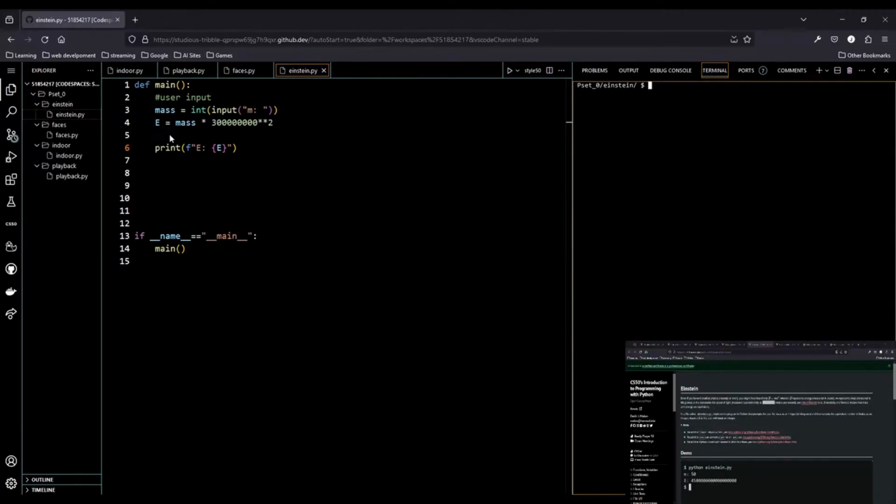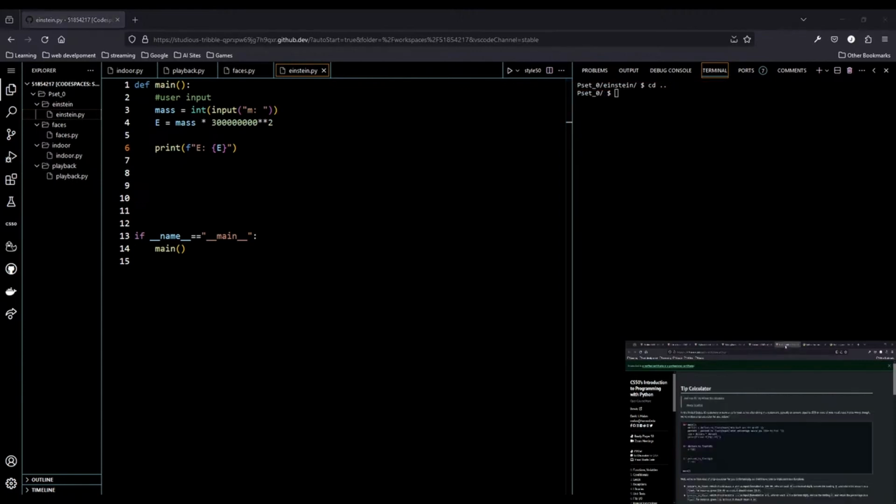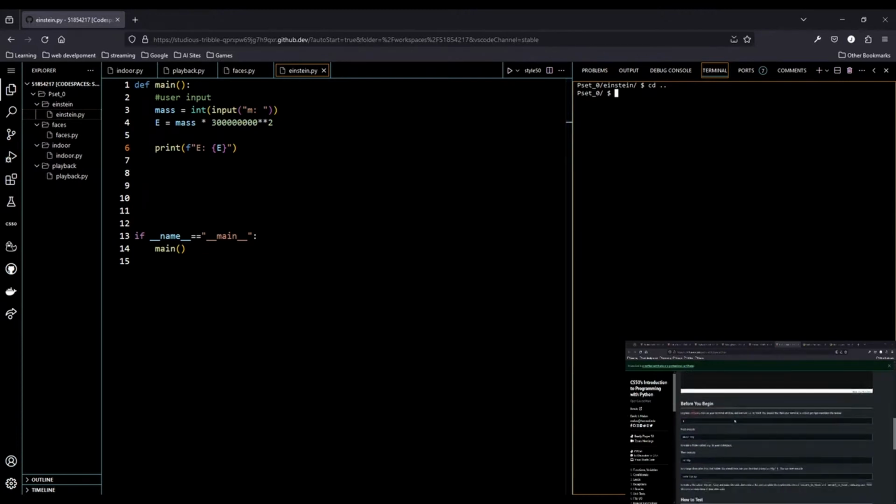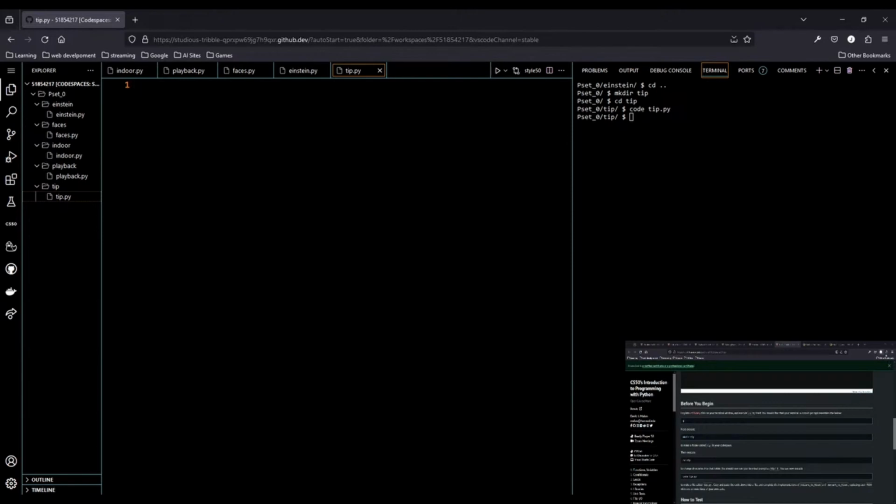Okay, we're gonna clear the terminal. We're gonna change directory. Double period brings us up one level, and then the next one is called tip calculator. Okay, there's stuff here. We're gonna call it tip. All right. Okay, DR tip, and then we're gonna change directory to tip, and then we're gonna go tip.py. Okay, so now we're in there.